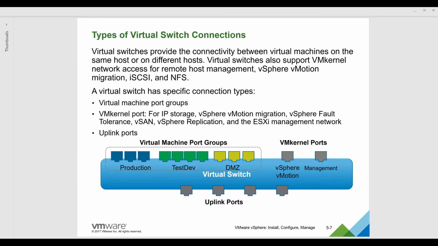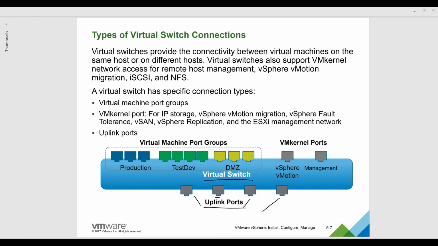So what kind of connections does a virtual switch have? You have virtual machine port groups. You have your VM kernel port for IP storage, vSphere vMotion migration. You have your vSphere fault tolerance, vSAN, vSphere replication, and your ESXi management network, and you have your uplink ports. So on this slide, we have our uplink ports going right here, and every uplink port will basically connect into the virtual switch.